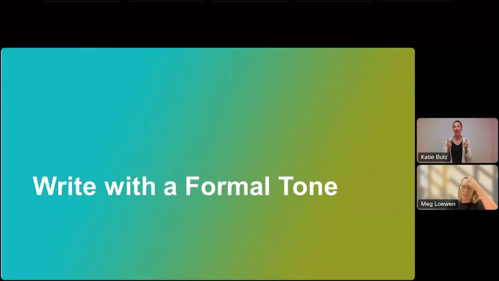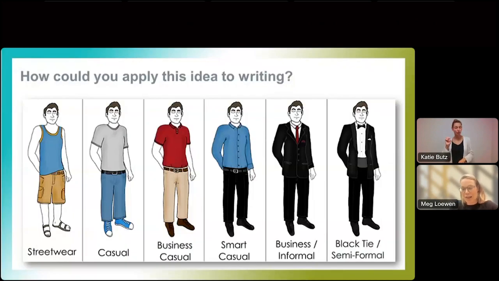Okay, our last section for this session is writing with a formal tone. So in some cases, tone is hard to understand, but I like to apply it to this visual where you see a series of outfits. And you can see on the left side, the individual is wearing streetwear, a tank top and shorts and sandals. And along the way, the outfit gets more and more formal until at the very far right side, he's wearing a tuxedo, black tie, formal. So we can apply this idea to writing as well, right?